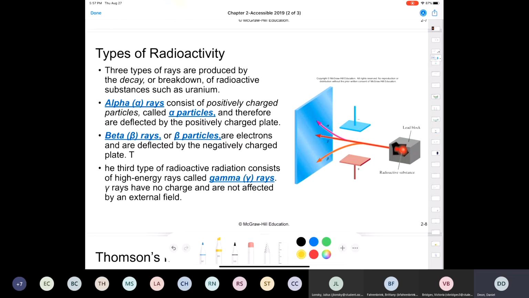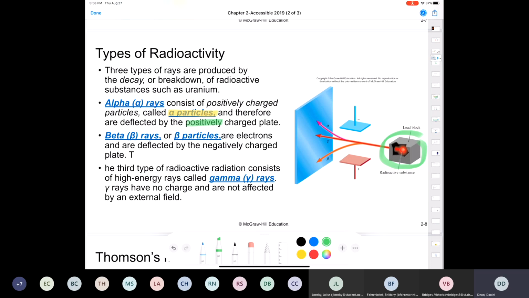And that's that alpha rays consist of a positively charged particle called an alpha particle, okay? And therefore are deflected by a negatively charged plate. So we have some kind of radioactive substance here, okay? And then we pass it through an electric field. We have a negative charge and a positive charge, and you can see that the alpha particles are going up, right? They're attracted to the negative charge, so the alpha particles are positively charged. So what you need to know is that an alpha particle is positively charged.